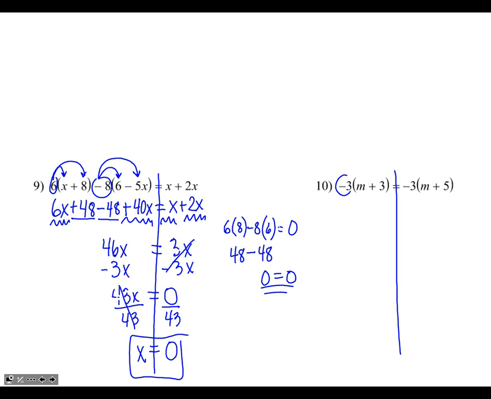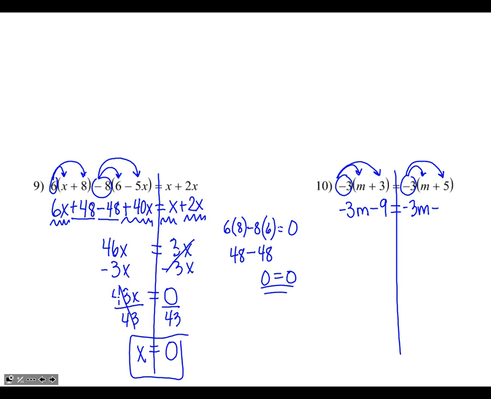Okay, here I'm going to distribute a negative 3 and a negative 3 over here. So negative 3 times m, negative 3m. Negative 3 times positive 3. Negative times positive is negative. 3 times 3 is 9. Equals negative 3 times m, negative 3m. Negative 3 times positive 5.